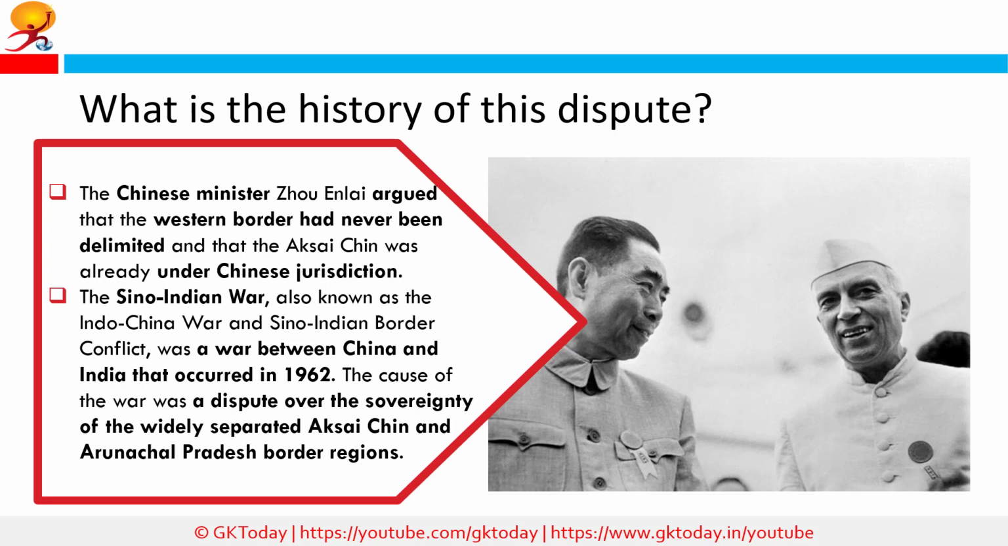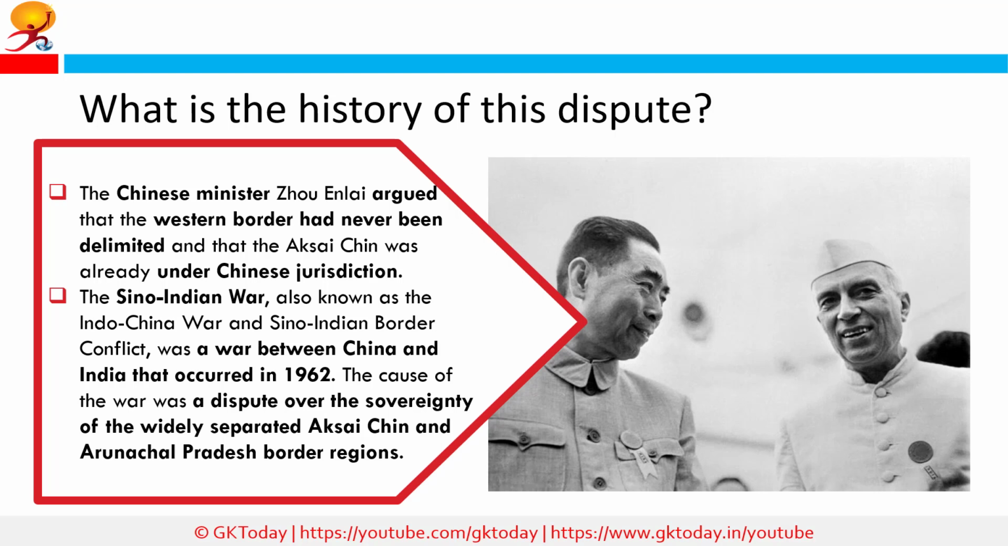The Sino-Indian War, also known as the Indo-China War and Sino-Indian border conflict, happened due to this. This was a war between China and India that occurred in 1962. Now, the cause of the war was a dispute over the sovereignty of the widely separated Aksai Chin and the Arunachal Pradesh border regions.